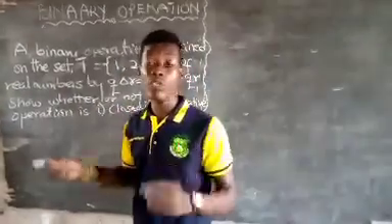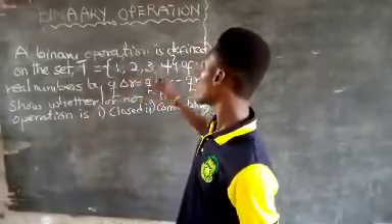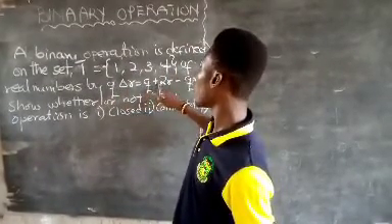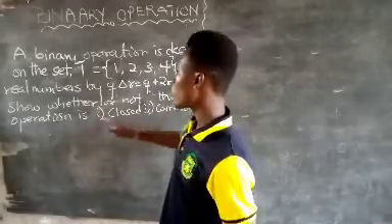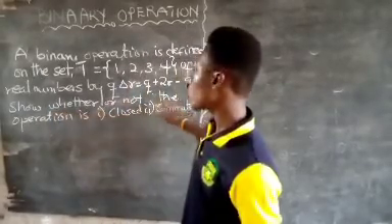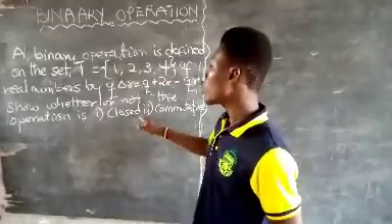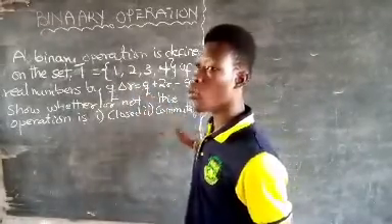Sometimes they give you a set of different numbers, or a few numbers, with Q star R equal to Q plus 2R minus QR. And they ask you to show whether or not the operation is closed or commutative. So you determine whether the operation is closed or commutative.